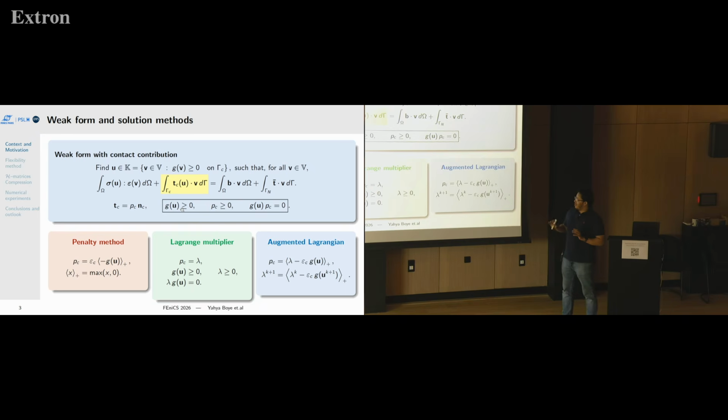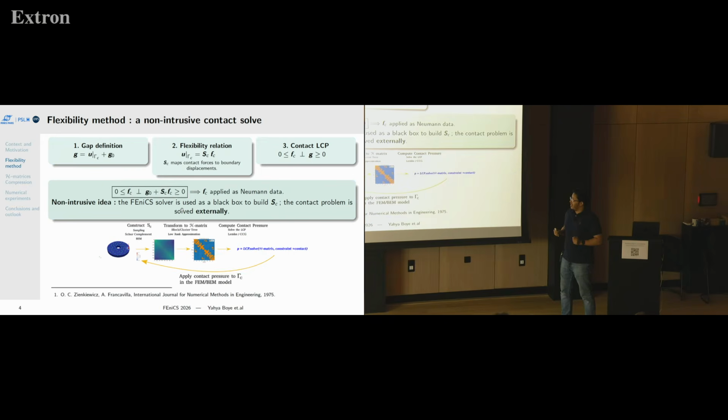So let's imagine for a while that if you know the real value of TC, you can just put it on the right side and treat it like a Neumann data, simply. And this is basically the idea of the method that we are trying to revive, which is the flexibility method. The idea is that you can write your gap as the trace of the displacement field, so the boundary displacement, plus an initial gap.